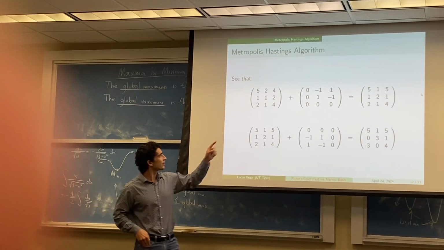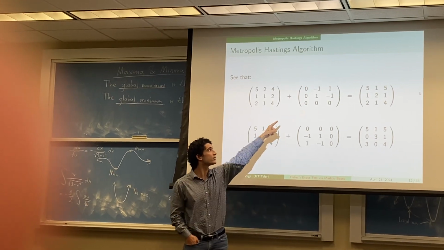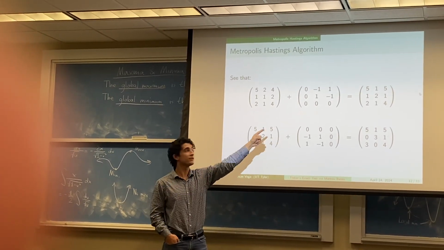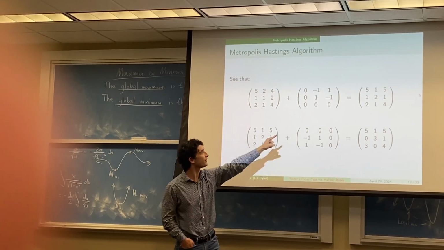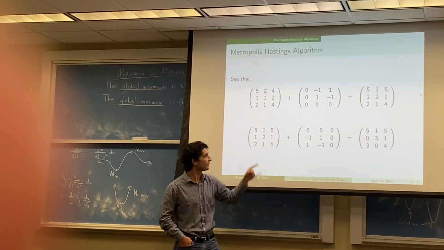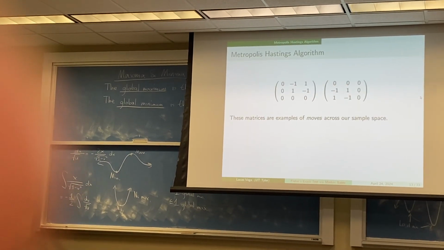So we have 2 tables right here that are in the same sample space, and if I add this middle matrix to this table, I get that table. So this matrix allowed us to move from this table to that table, and similarly, this matrix, when you add it here, allows us to move from this table to that table. So the matrices in the middle are special.